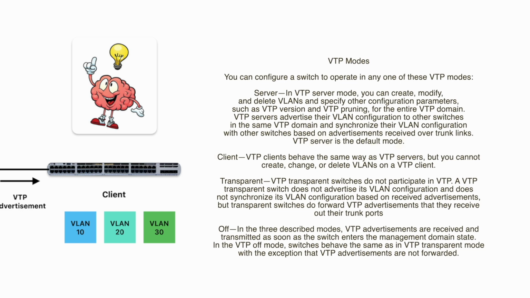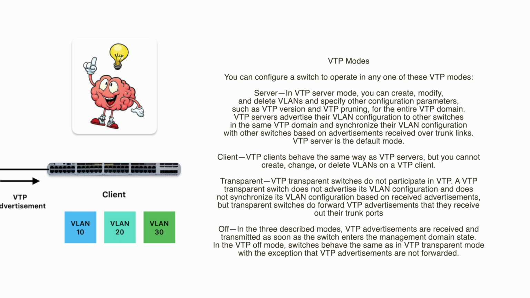Client. VTP clients behave the same way as VTP servers, but you cannot create, change, or delete VLANs on a VTP client. Transparent. VTP transparent switches do not participate in VTP. A VTP transparent switch does not advertise its VLAN configuration and does not synchronize its VLAN configuration based on received advertisements, but transparent switches do forward VTP advertisements that they receive out their trunk ports.